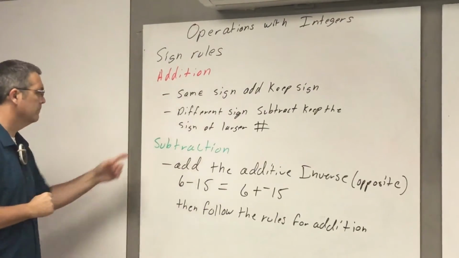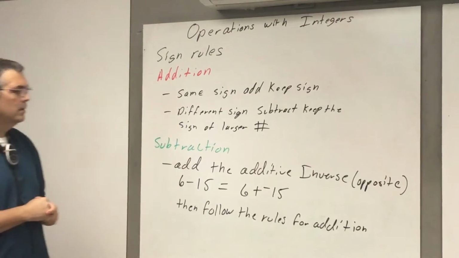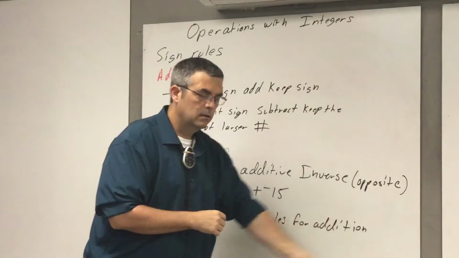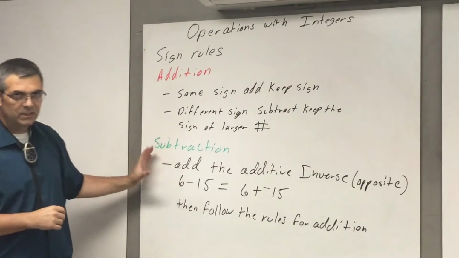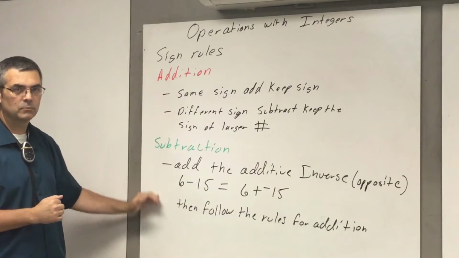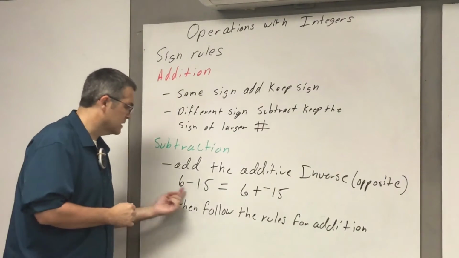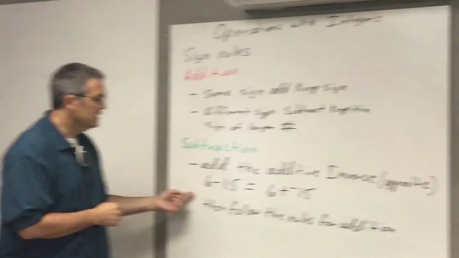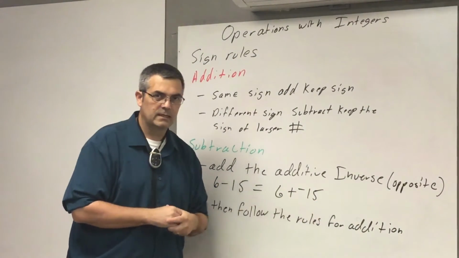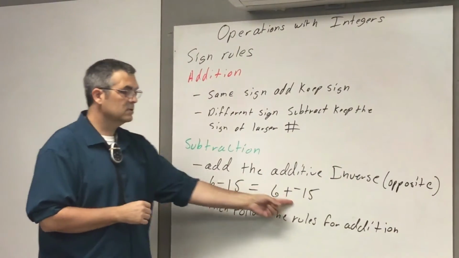I'm running through the sign rules real quick, and then we're going to show a few examples fairly quickly. Subtraction. Okay? So you're going to add the additive inverse, or the opposite. And then I have a little example here because this is one that a lot of people make mistakes on. Right here's where we make mistakes. Okay, so we got 6 minus 15. This is the same thing as saying 6 plus negative 15. These two things are the same thing.